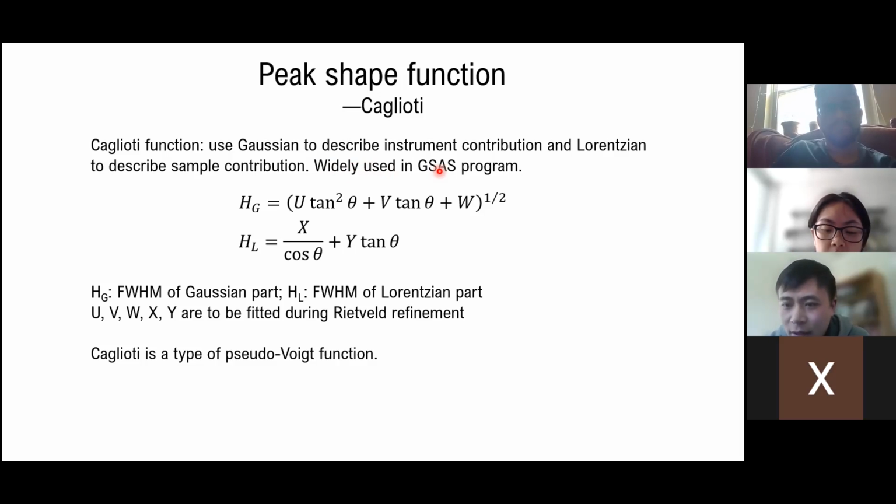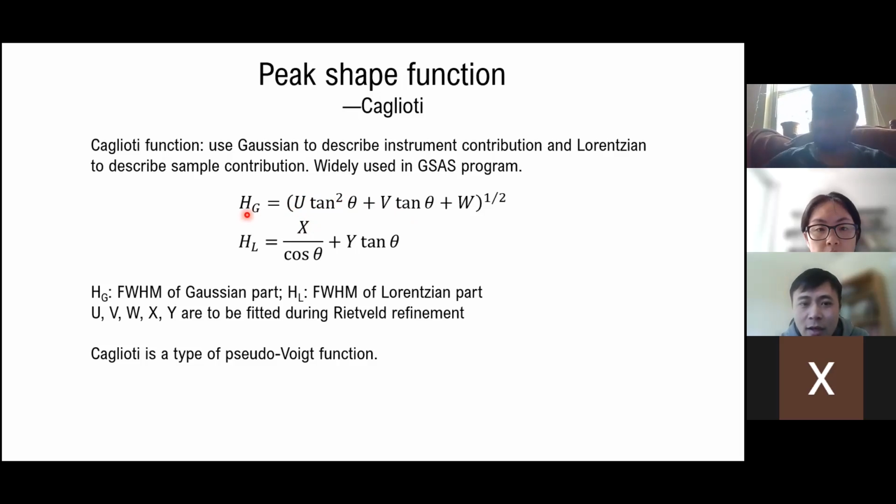I think it has now been developed into GSAS-II, which is also free, so if you're interested, you can download and play with that. But as I mentioned previously, the general trend, at least in our group, is still to use TOPAS, which is much more powerful and flexible. But it doesn't really hurt to understand the fundamentals. So this is the formula for the Caglioti peak shape function.